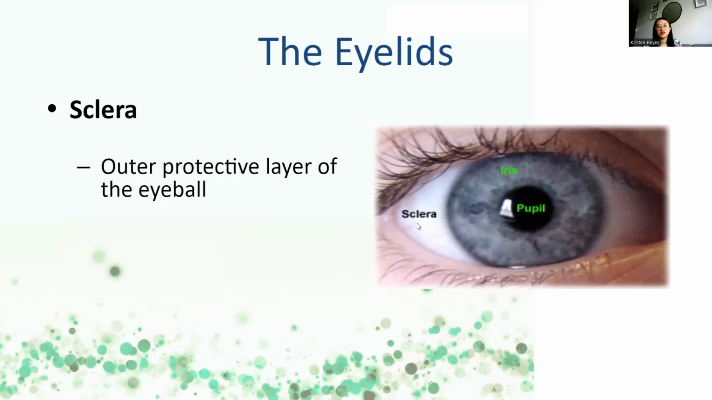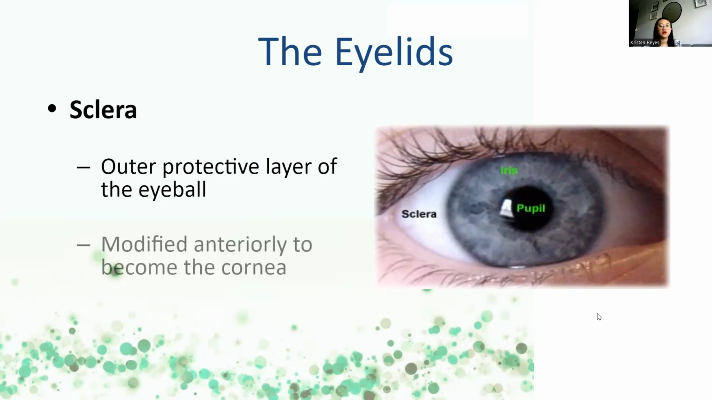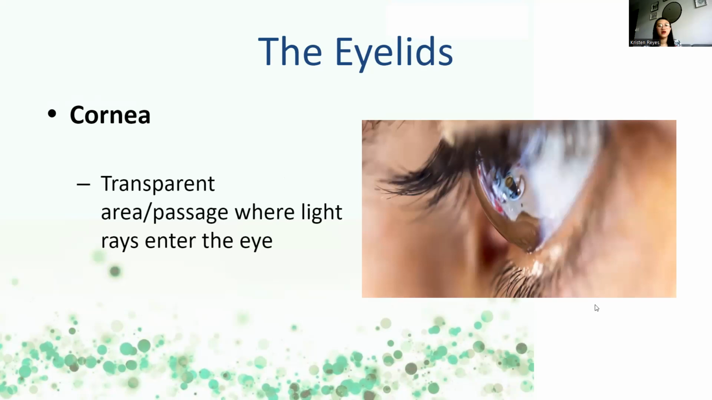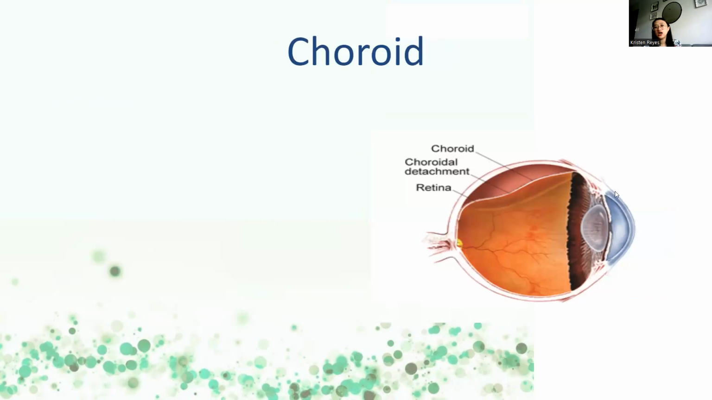The sclera, the white part, is the outer protective layer of the eyeball. It is modified anteriorly to become the cornea. The cornea is transparent. Ayan. So that's your cornea, transparent area or passage where light rays enter the eyes. So yung cornea, yun yung nasusugat, say for example, na-scratch mo yung mata mo. Pwede siyang masugat. Pwede, dun din dumidikit yung mga dust, yung mga particles kapag may mga particles or dust na napupunta sa mata.